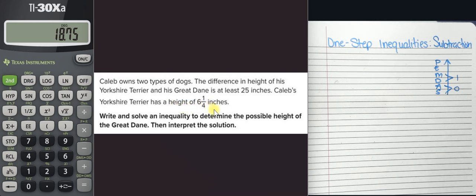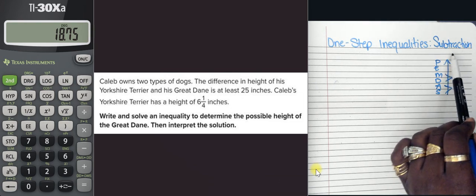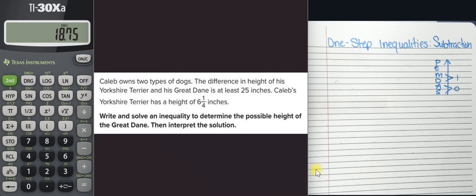So we need to write and solve an inequality to determine the possible height of the Great Dane, and then we're going to interpret the solution. So first things first, we know that we're going to be working on a subtraction problem, so I need to see subtraction somewhere in there. But if we just were given this problem, I see some clue words that let me know that we're talking about subtraction. We see the word difference, and we know that difference means subtraction, right?